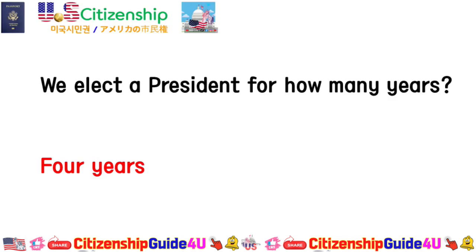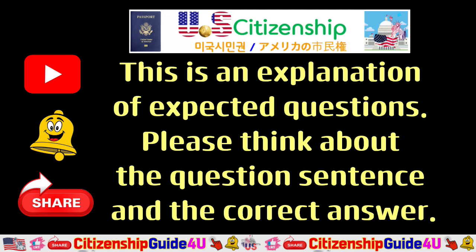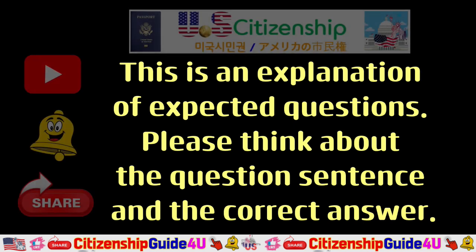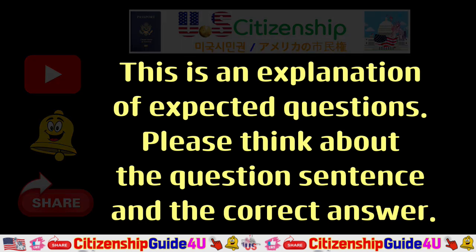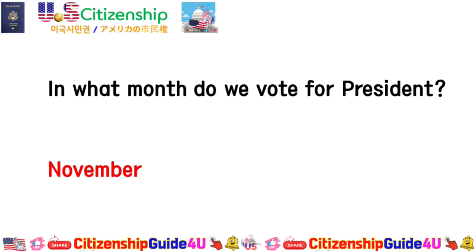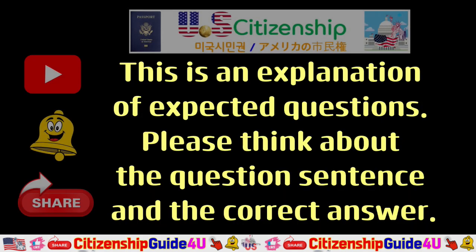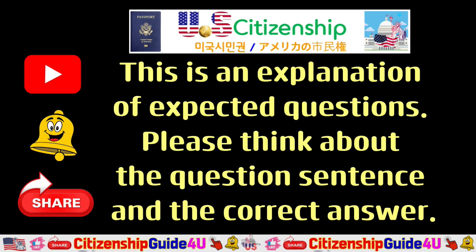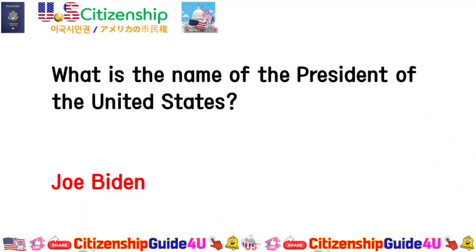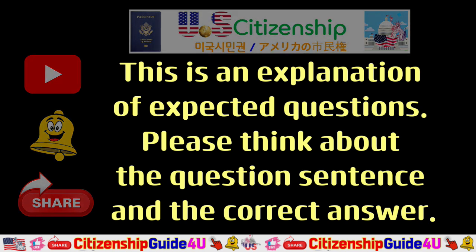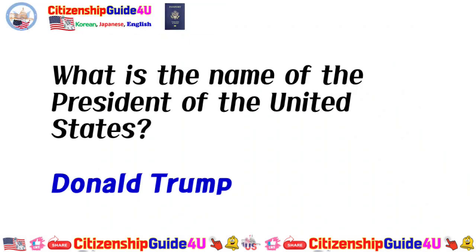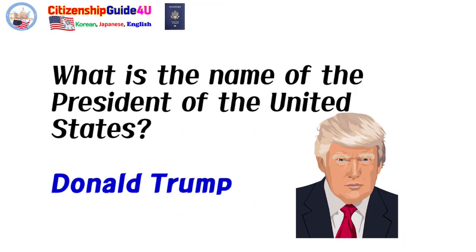4 years. November is the month of the U.S. presidential election. Next year, in November 2024, there will be a U.S. presidential election. In what month do we vote for president? November. Donald Trump is the President of the United States as of January 20, 2025. What is the name of the President of the United States? Donald Trump.